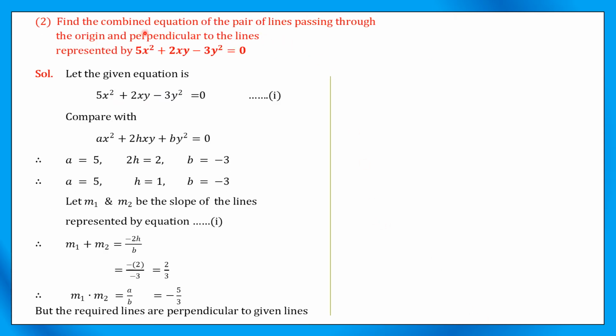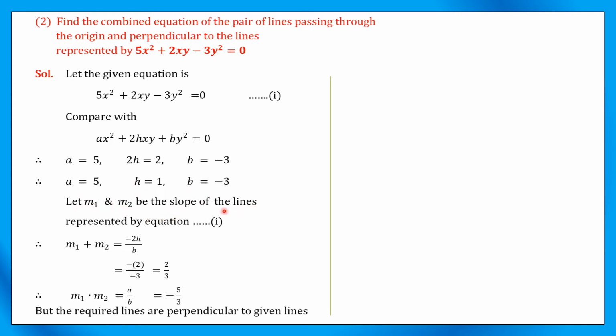Example 2. Find the combined equation of the pair of lines passing through the origin and perpendicular to the lines represented by 5x square plus 2xy minus 3y square equal to 0. Solution. Let the given equation be 5x square plus 2xy minus 3y square equal to 0, denoted by equation 1. Compare with ax square plus 2hxy plus by square equal to 0. Here the x square coefficient is a, and the x square coefficient is 5, therefore a equal to 5. Comparing coefficients, 2h equal to 2 and b equal to minus 3, so a equal to 5, h equal to 1, b equal to minus 3.